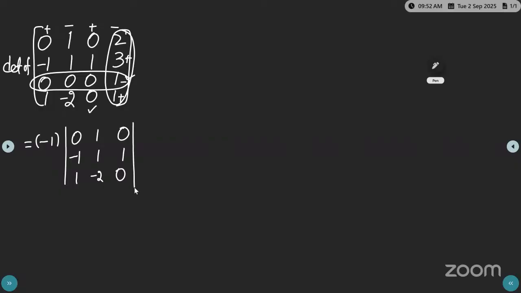Again, use the first row elements: plus, minus, plus. Why am I writing plus, minus, plus at all these?